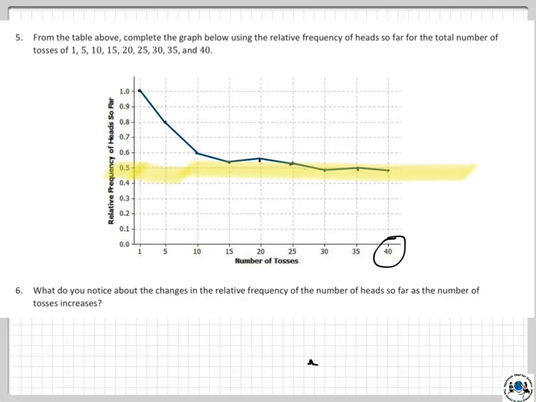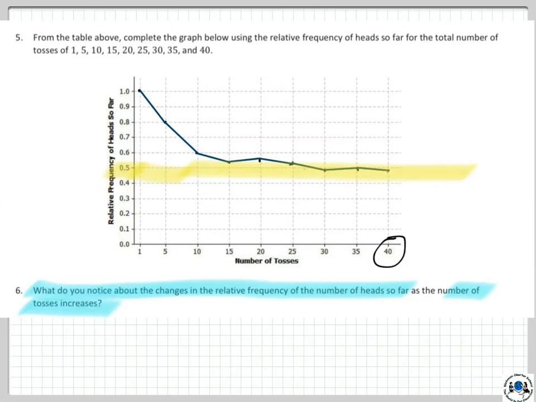Okay, and again, this is all hypothetical data by a hypothetical person named Beth. All right. Anyway, there you go. So they asked the question here: what do you notice about the changes in relative frequency of the number of heads so far as the number of tosses increases? You could write whatever you want in there. I think you have a good idea. We talked about it leveling off.